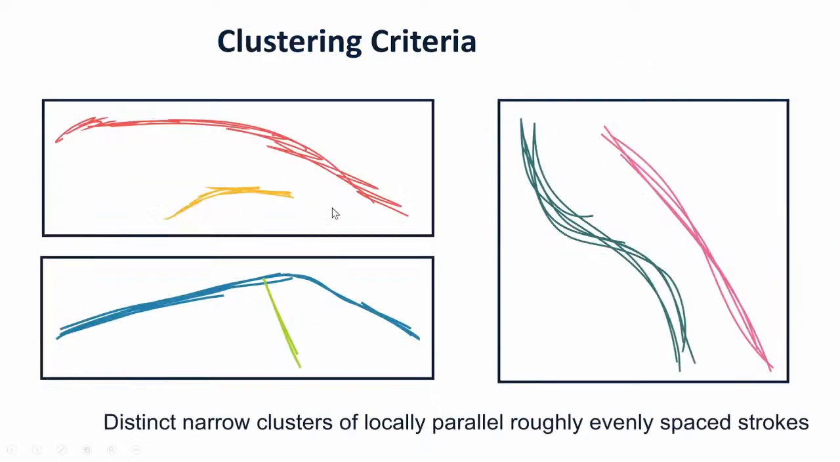So we can come up with this rough definition: a cluster is a distinct and narrow cluster of locally parallel, roughly evenly spaced strokes. Now, this is generically helpful, but the devil is going to be in the details. How do we go from this definition to an algorithm?